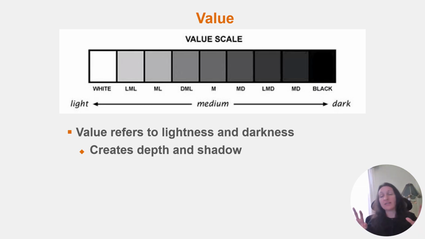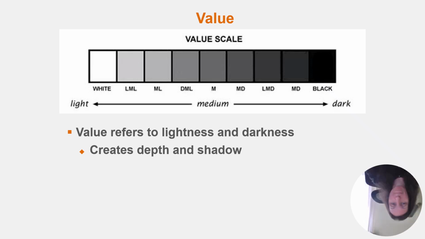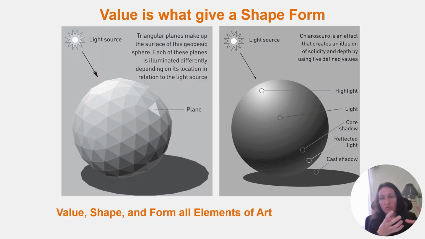Okay, value is our next element of art. So value refers to light and darkness. This is what creates depth and shadow. So think about it like this. There is a line that creates the barrier of something between the figure and the ground, right? So that line will create a shape. But depth, right, and value is what gives it three-dimensionality or the illusion of three-dimensionality. Right? So we started with a line, we created a circle, then when we add value to it, it becomes a sphere, right?